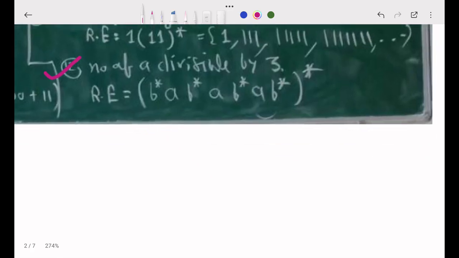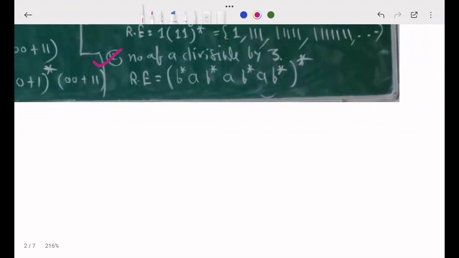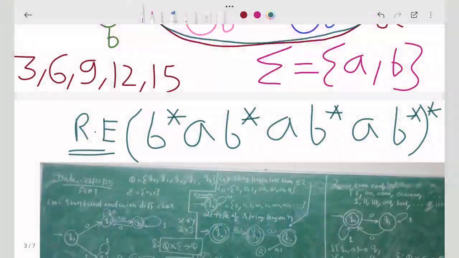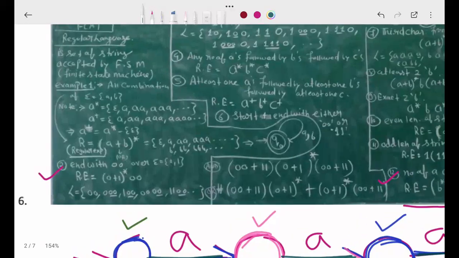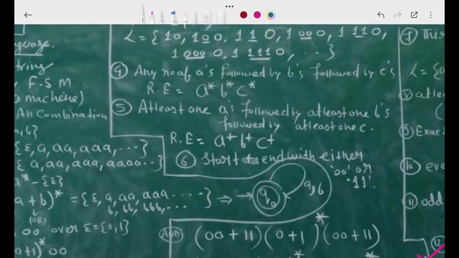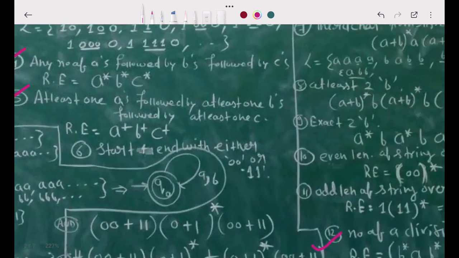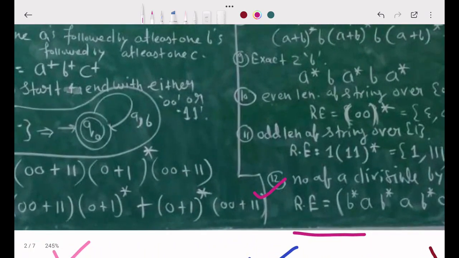Okay, so now you can see the regular expression. I am writing here, I am writing star. This is the regular expression. And if you see our class presentation, we solved many questions related to this. In total, 12 questions we solved.